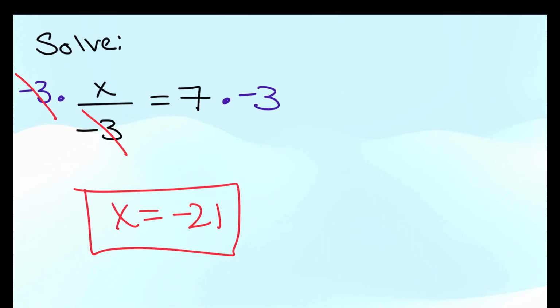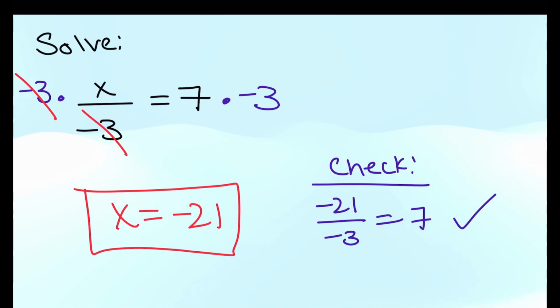And there's my solution. Again, we can check our answer. We can take that negative 21, plug it in for x, and negative 21 divided by negative 3 is equal to positive 7. And so because that works out, that tells me that I've done the problem correctly.